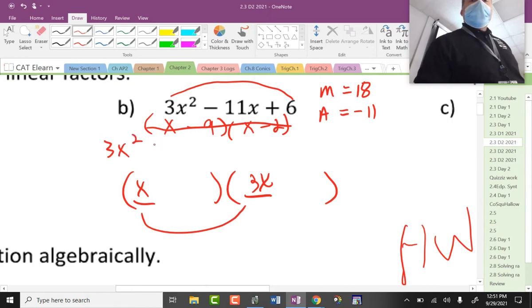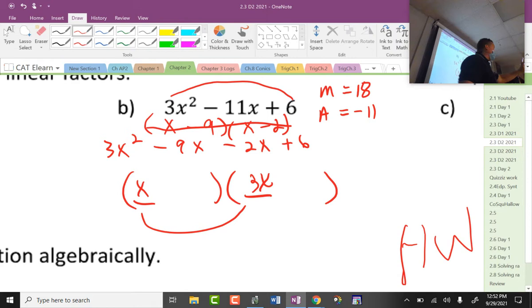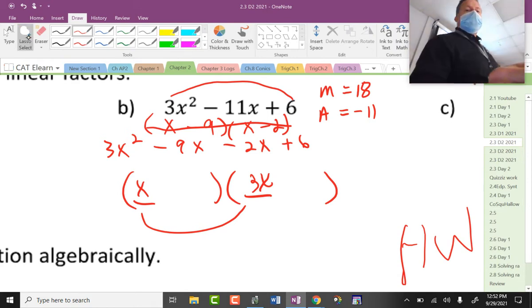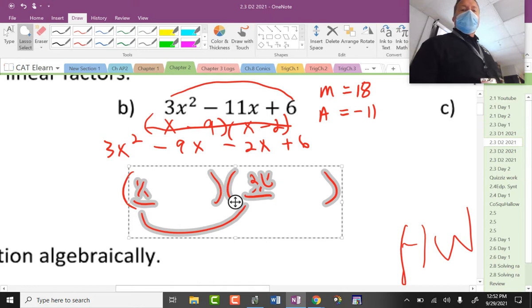It should have been 3x squared minus 9x minus 2x if you are going to go this 4-step method of factoring. This is rewriting that, still equivalent to the original, but busting up those terms with those magic numbers that you got.